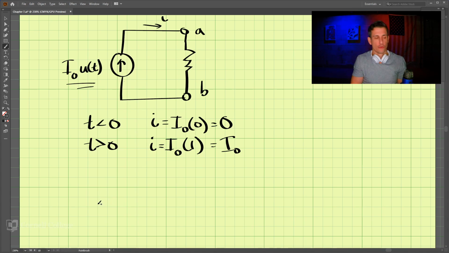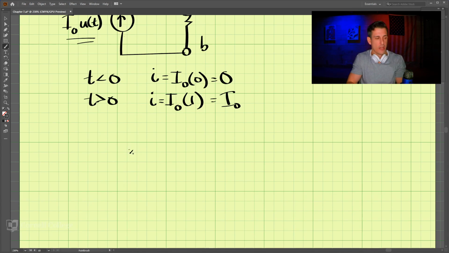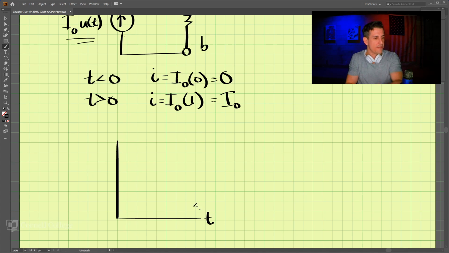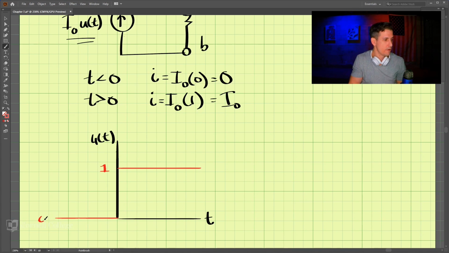Now what about the derivative of this function? We have this function here, and it is 0 for t less than 0. And then it is 1 for t greater than 0. So this is 0 down here. This is 1. And in between here, it's just a vertical line. So we have this.